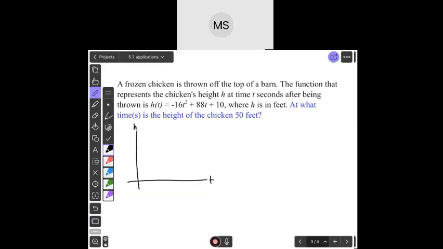So we have an h-axis and a t-axis this time. Height in feet. Time in seconds. How much of that you guys can hear?